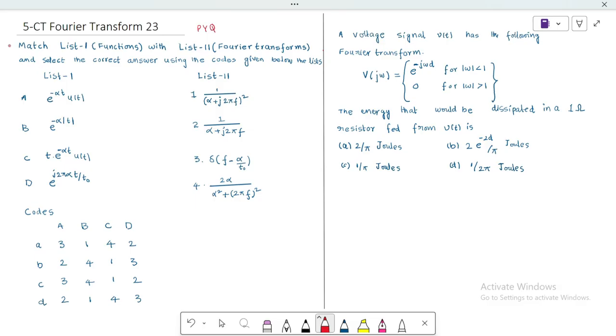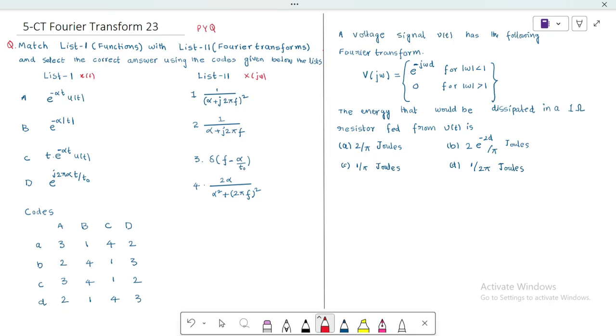So this is question number 1. Match list 1 functions and list 2 Fourier transforms and select the correct answer using the codes given below. These are the time domain functions, so we can write this is x of t and this is x of j omega, the Fourier transform. Then we have to match.